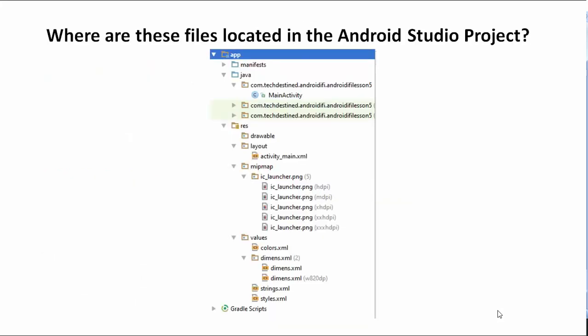So where are these files located in an Android Studio project? Like I mentioned previously, the Java files go under the Java folder. In this case, it's only MainActivity, and the resource files go in specifically named folders depending upon the resource types, which in turn go in the res directory.